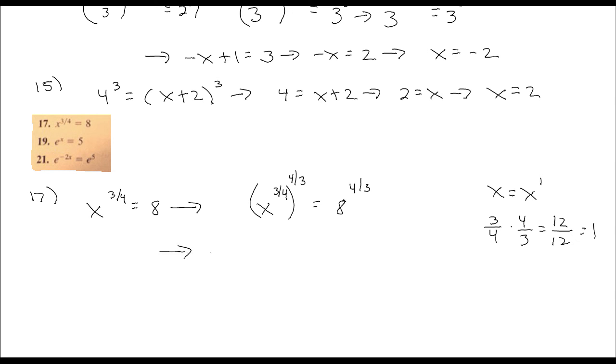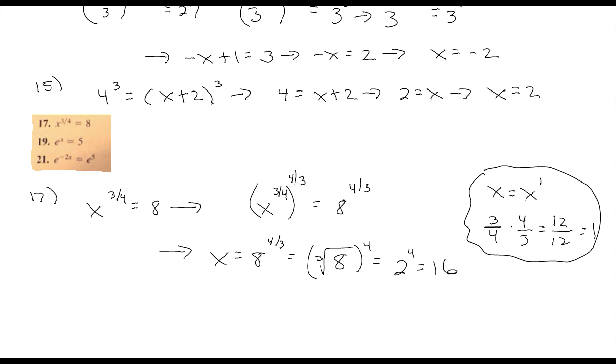Alright, so now I have x is equal to 8 raised to the power of 4/3. And going back to how we did earlier problems, that means the denominator is my index, and the numerator is my power. The cube root of 8 is 2, which I'm still going to raise to the 4th power, and 2 to the 4th power is 16. Okay, so number 17 is 16.